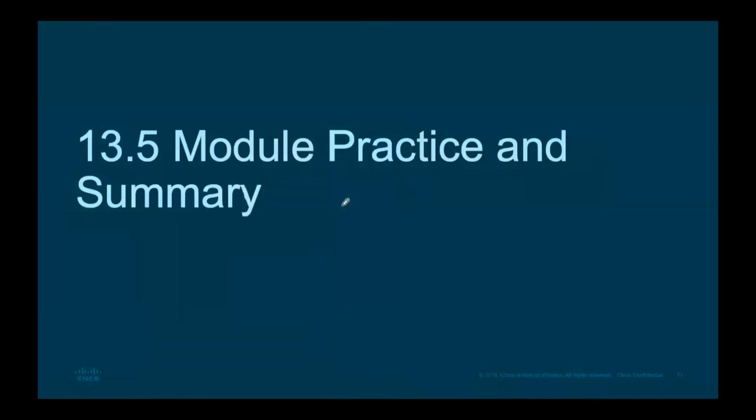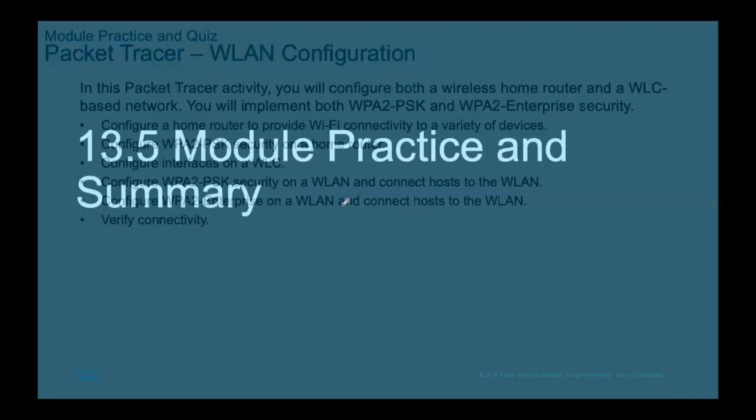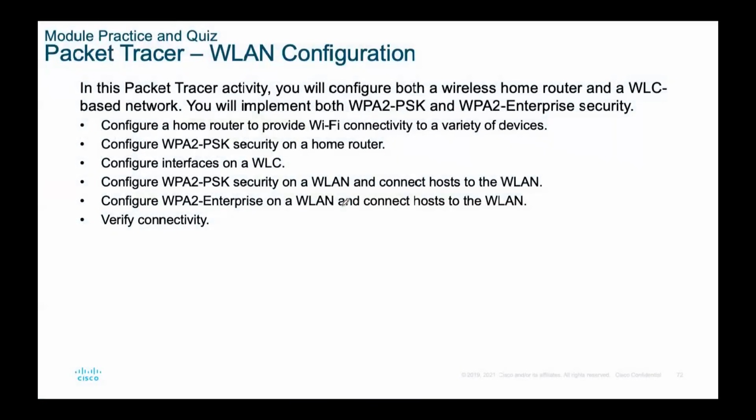Okay, 13.5 module practice and summary. So we have a Packet Tracer regarding wireless configuration. You can do this. In this Packet Tracer, you will configure both a wireless home router and a wireless LAN controller based network. You will implement both WPA2 PSK and WPA2 Enterprise security.